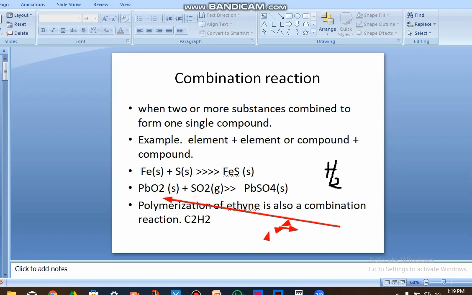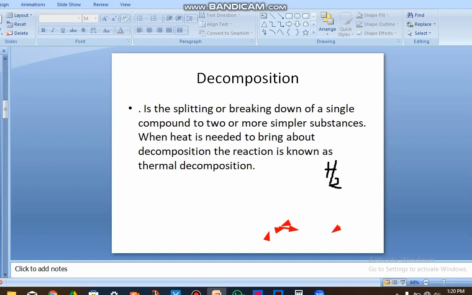I typed it in my PC, that's why it's in this form, okay? But when you are writing chemical formulas, make sure your number is at the downside of each element. So please take note. Is that taken? So the polymerization of ethine is also a combination reaction. Please take note, write it down. Okay, so let's continue.